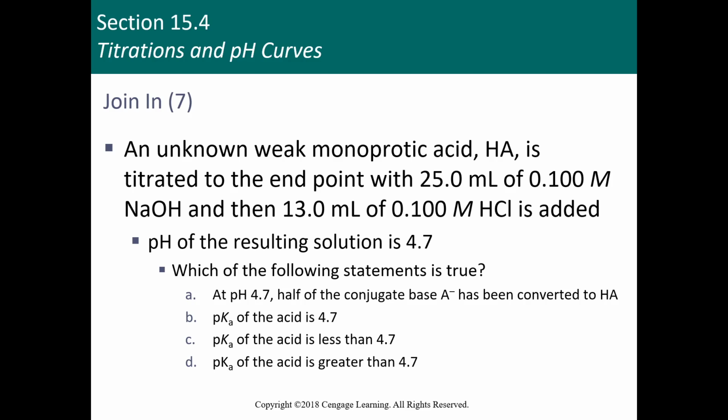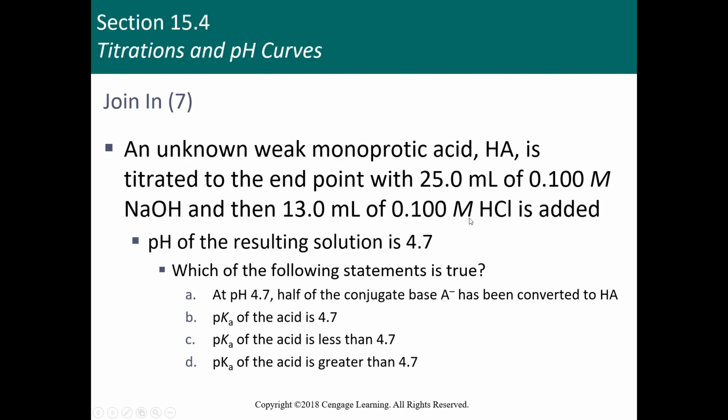An unknown weak monoprotic acid, HA, is titrated to the endpoint with 25 milliliters of 0.1 molarity NaOH, and then 13 milliliters of 0.1 molarity HCl is added. The pH of the resulting solution is 4.7. Which of the following statements is true?